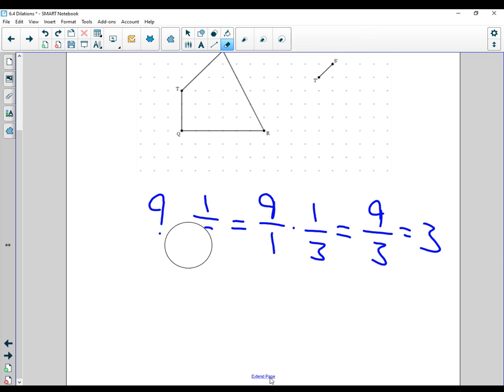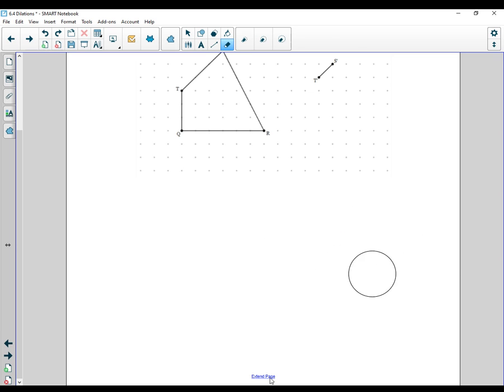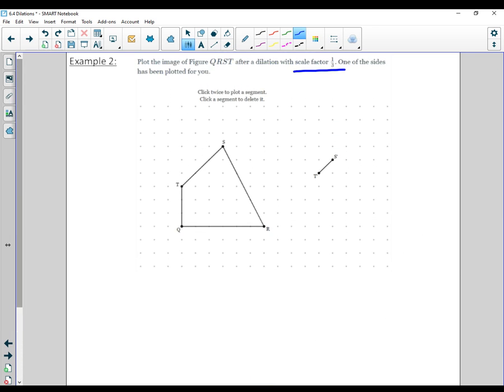So we can kind of just divide everything we need by 3. So we should get a smaller image, right? If our scale factor is a fraction, we're making it smaller. And it gave us ST.